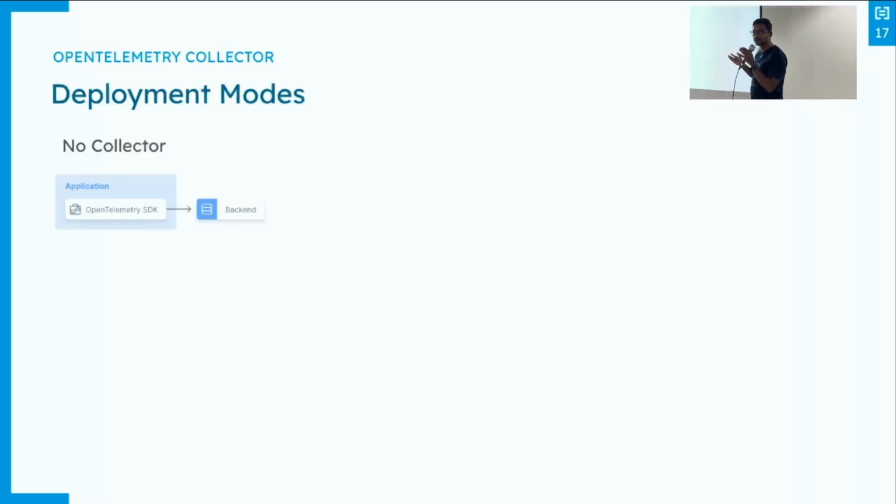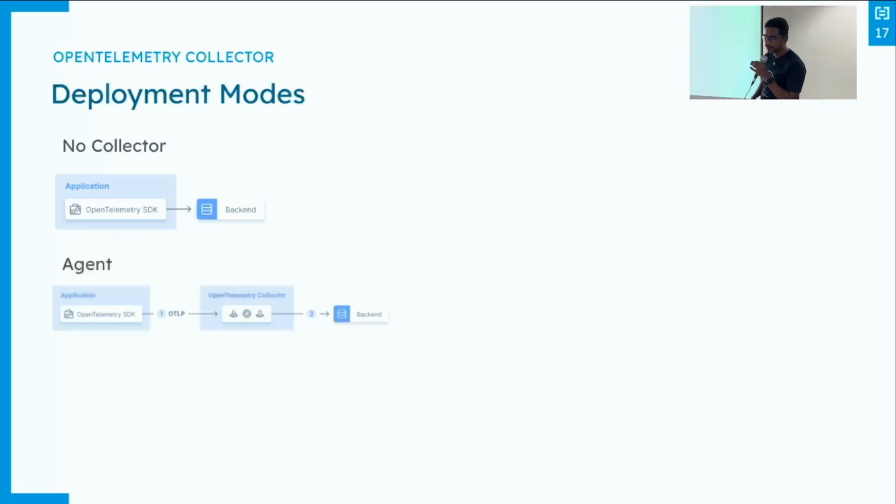Okay. Yeah, and the collector can be deployed in different ways. First one is obviously no collector. We don't need a collector. So you have an application, you have an observability backend, and the application sends directly without the collector. This is good to start with, but once your application grows or becomes complex, it is better to put a collector. So we can run it in agent mode.